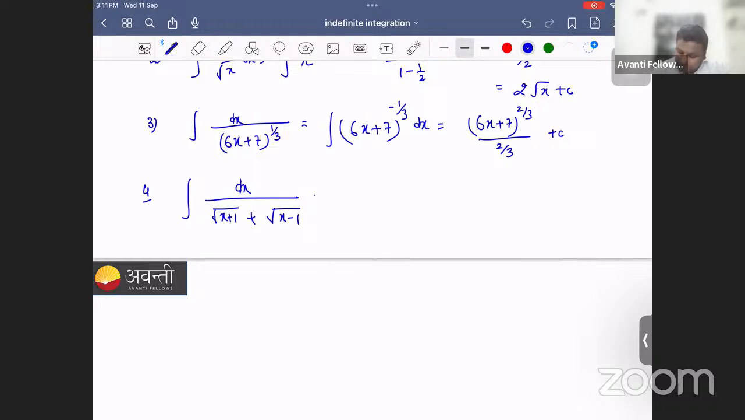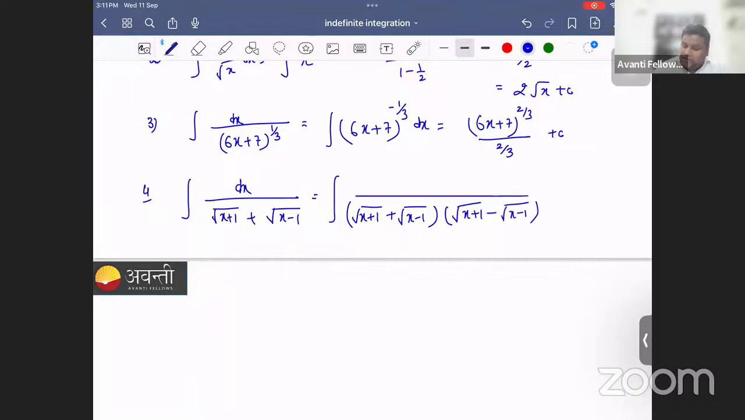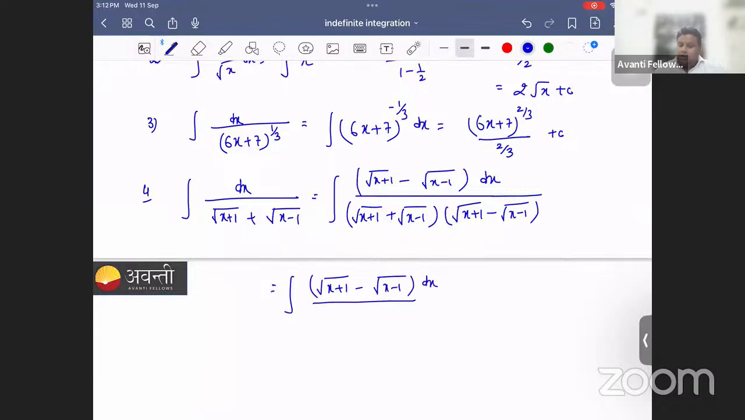Now see, if I rationalize it, it is root of x plus 1 plus root of x minus 1. You multiply it by root of x plus 1 minus root of x minus 1. Numerator also the same, root of x plus 1 minus root of x minus 1 dx. So it becomes root of x plus 1 minus root of x minus 1 dx, and it will be 2 in the denominator. Yes or no?